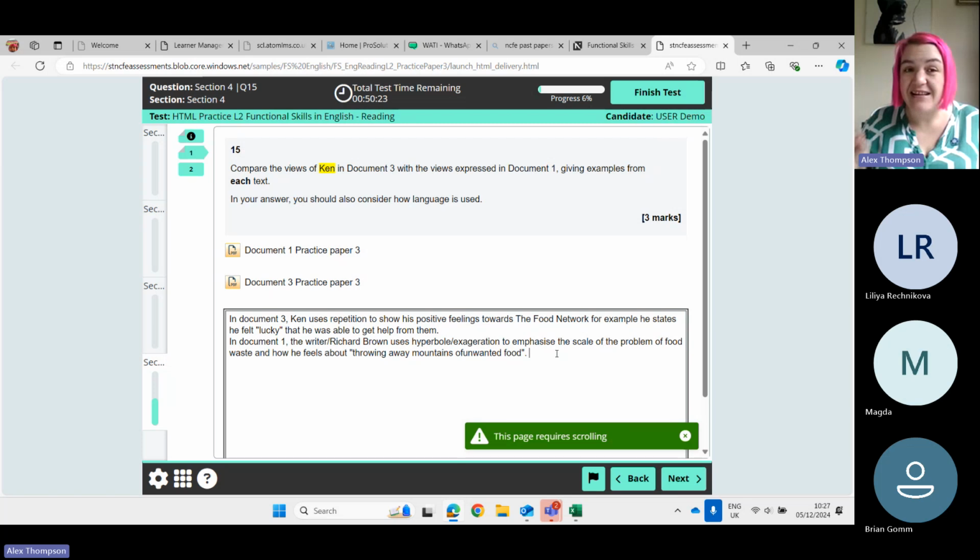I'm just going to make it extra clear for this one. So in document 1, the writer uses exaggeration to emphasize the scale of the problem of food waste and how he feels about throwing away mountains of unwanted food. He hates the idea of food waste and encourages the reader to become involved in the Food Network.